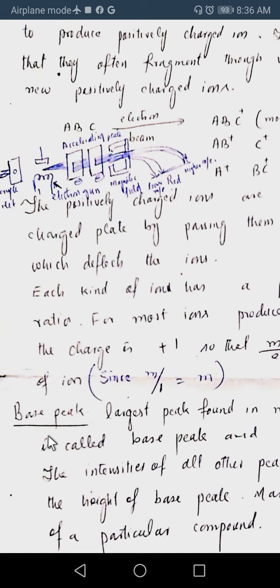Now in the base peak, the highest peak in the mass spectrum is called as base peak.